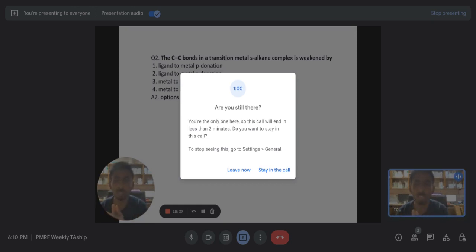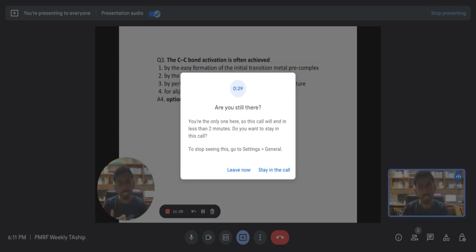That's why in both cases, from the ligand to metal sigma donation, from the HOMO sigma, and from the metal to ligand pi back donation, into the sigma star LUMO, the bond order gets decreased. That's why in the case of CC bonds in a transition metal sigma alkane complex, the bond gets weakened for these two causes, option 2 and option 3: ligand to metal sigma donation and metal to ligand pi back donation.